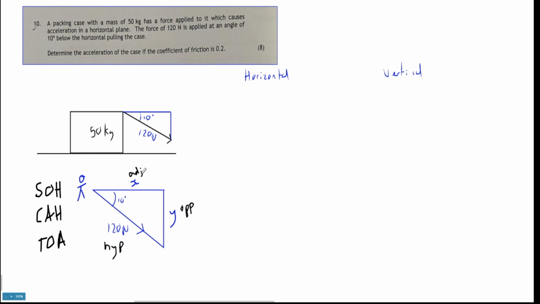We're looking for adjacent, and I've got the hypotenuse. That's a CAH. So I'll write that down as cosine of the angle is equal to the adjacent over the hypotenuse. So that's cosine of the angle, which is 10, is equal to the adjacent, which I don't know, over the hypotenuse, which is 120. Multiply the 120 up to the other side, so we get 120 cosine 10. That's equal to my horizontal force, which is effectively the pushing force on this crate.